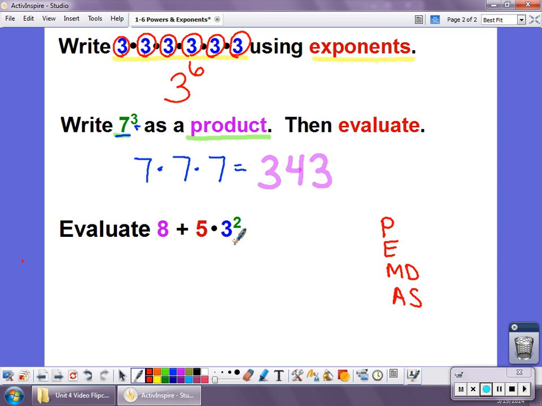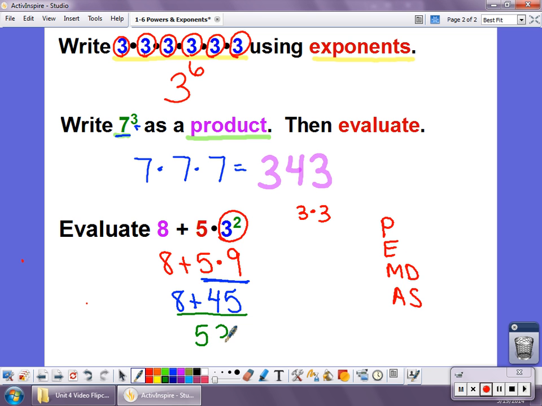So when I look at this expression, I see some exponents. I don't have any parentheses, so I'm going to start with my exponents first. So my 8 plus 5 stay the same, but 3 to the 2nd, remember that's 3 times 3. 3 times 3 is 9. So there's my exponents. Now my next step, no more exponents. I'm going to either multiply or divide. So right here, I've got my multiplication. So I've got 8 plus 5 times 9 is 45. And then finally my last step, 8 plus 45 gives me 53. And that's how you use powers and exponents.